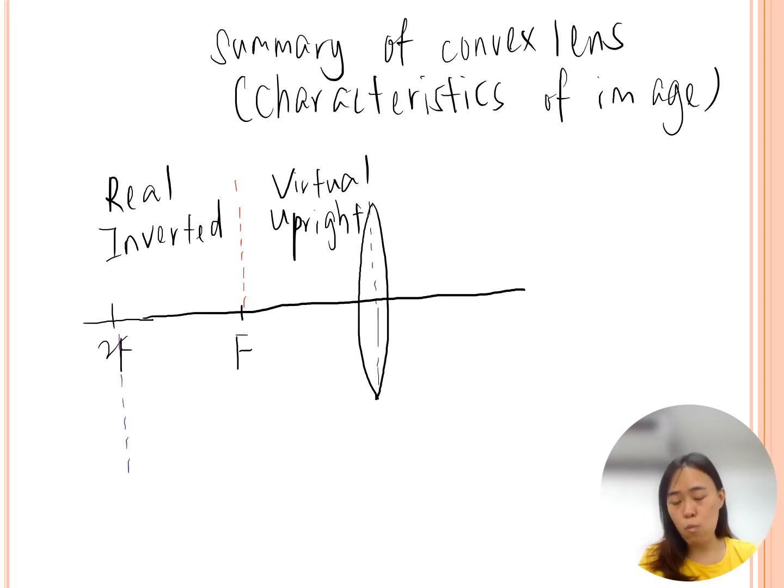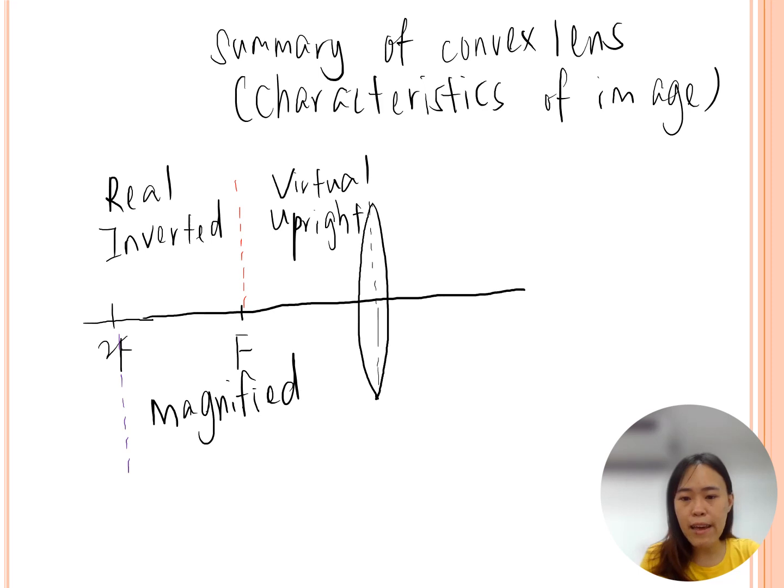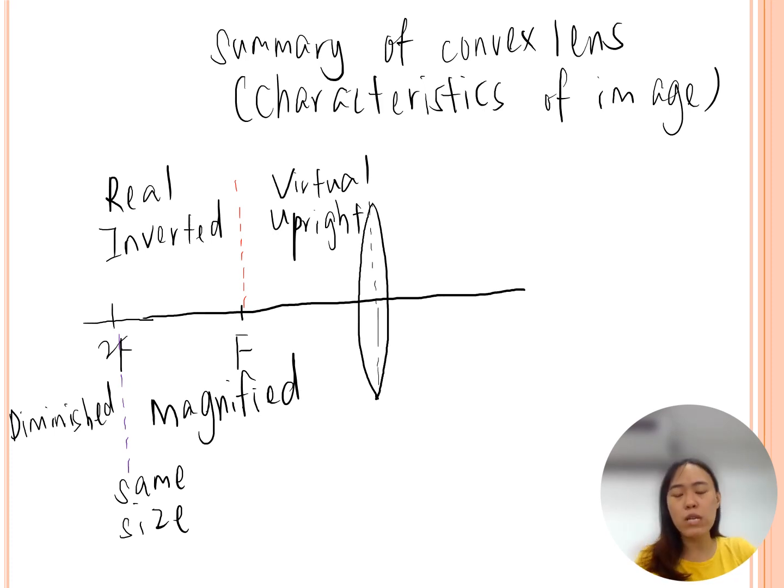What remains is the size. The lower guideline is for you to identify the size of the image. If the object is before 2F, the image will be magnified. Exactly at 2F, it is the same size. Then more than 2F, it is diminished. So based on this summary, you are able to easily identify the characteristics of the image.